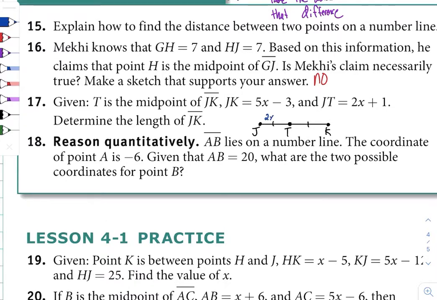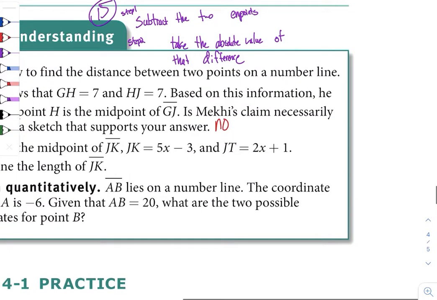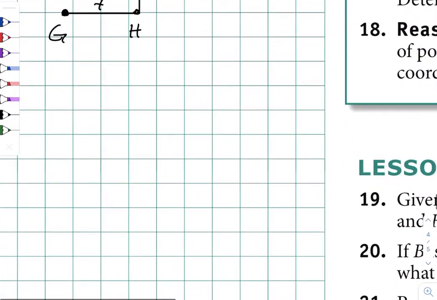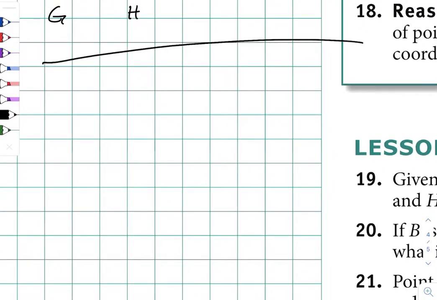So I'm going to put in JT first. And then JK was 5x minus 3, so I can label that. And let's go ahead and move this. I'll put it over here as a reference, and I'll also do all the work somewhere over here. This is number 17.